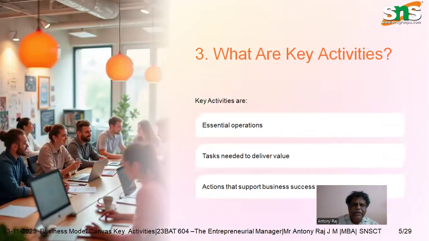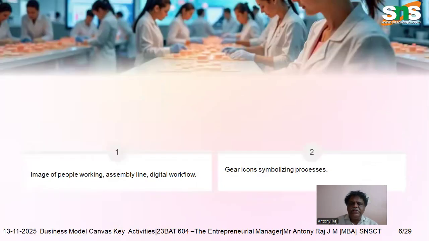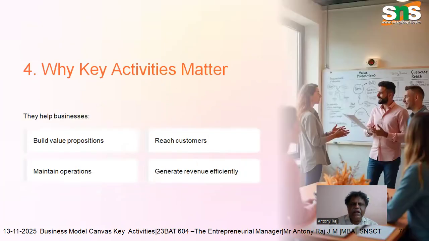To understand better what I mean by key activities: key activities are essential operations. They are the tasks which are required to deliver value, and they are also the actions that support the success of the business. So these are examples of the key activities. And this is an example of a diagram where people are working in an assembly line. This is a very clear example of a key activity.